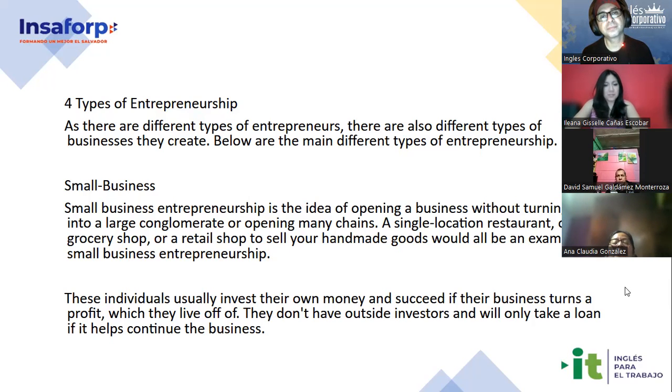As there are different types of entrepreneurs, there are also different types of businesses they create. Below are the main different types of entrepreneurship. Small business. Small business entrepreneurship is the idea of opening a business without turning it into a large conglomerate or opening many chains. A single location restaurant, one grocery shop, or a retail shop to sell your handmade goods will all be examples of small business entrepreneurship. These individuals usually invest their own money and succeed if their business turns a profit, which they live off of. They don't have outside investors and will only take a loan if it helps continue the business.